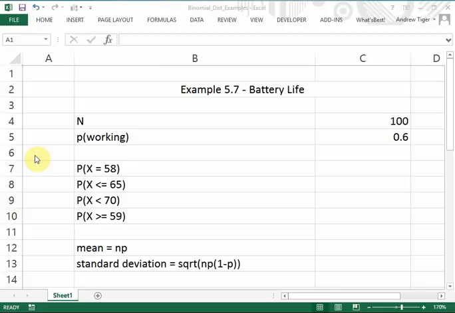This video goes over some binomial distribution examples from the Winston and Albright textbook. The first one is that we're testing some batteries, and we tested 100 of them, and traditionally we think that the probability of one working is 60%. So out of 100, we would expect 60 of those to be working. The question though is what is the probability that we would have exactly 58 working out of 100?